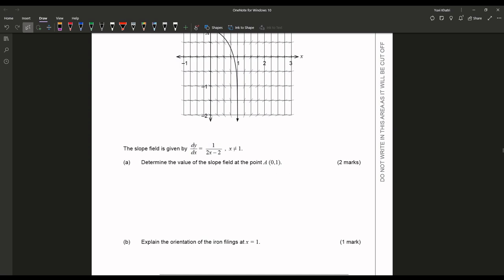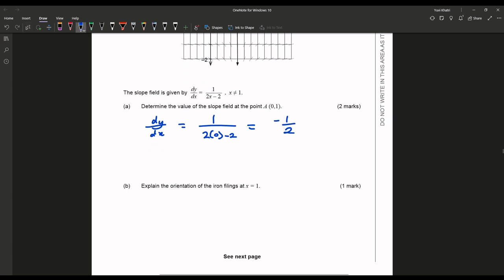And now part A says, well, the slope field is given by dy dx equals that, and x can't equal 1. Now part A says, determine the value of the slope field at the point A, 0, 1. So we know that dy dx is 1 over 2x take 2. Now it's at x equals 0, so we sub in 0 for x. 2 times 0 take 2, and that's negative 1/2. So that's our answer. Now part B wants us to explain the orientation of the iron filings at x equals 1.